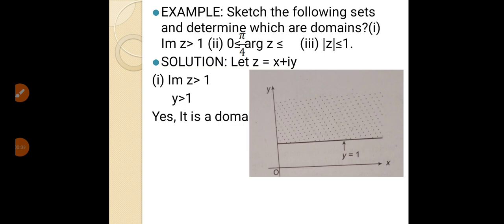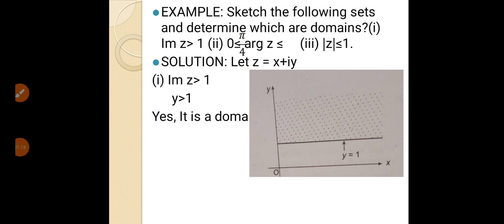Our first example is: sketch the following sets and determine which are domains. First is Im of z is greater than 1. Second is 0 less than or equal to argument of z less than or equal to pi by 4. Third is modulus z less than or equal to 1. We know that the Cartesian form of a complex number is z equals x plus iy, and we are using it here.